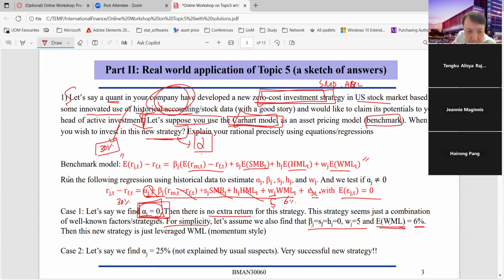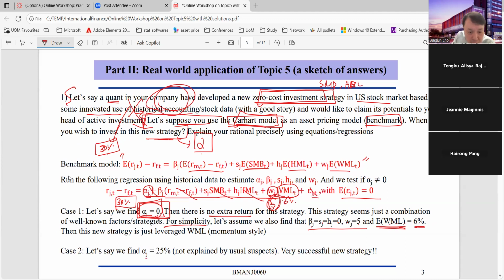Then what is the meaning of this? You earn 30% because you are investing in winner minus loser, and the sensitivity is 5 times. So whenever winner minus loser goes down by 1%, you lose 5%. That's the meaning of sensitivity. In other words, your new strategy is nothing but the winner minus loser strategy with some leverage. So if something happens to winner minus loser, you lose 5 times more and you earn 5 times more. It's a leveraged strategy. Then this is not a new strategy. So you're not going to accept this one as a new strategy for your hedge fund.